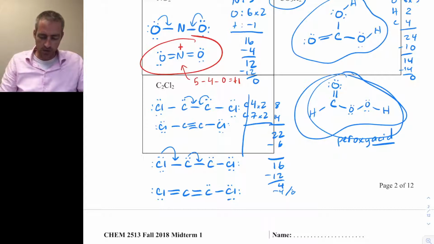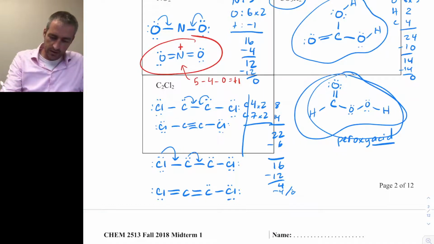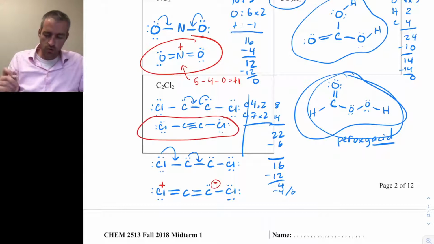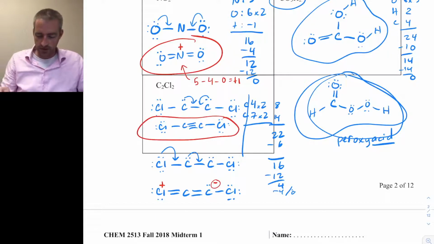start assigning formal charges, what you will find is that this molecule will have a positive formal charge on the chlorine and a negative formal charge on that carbon, whereas the structure I drew first has no formal charges and will be the preferred structure in this particular example.